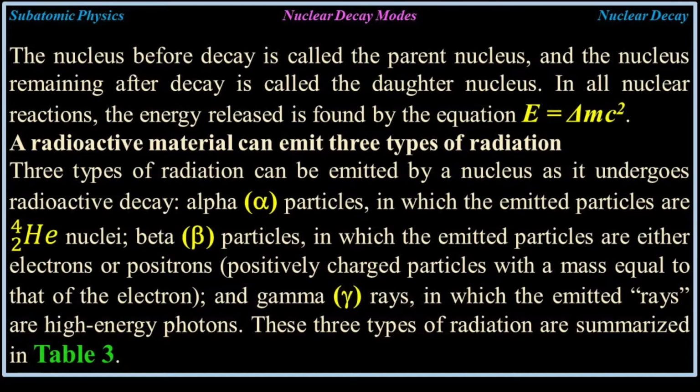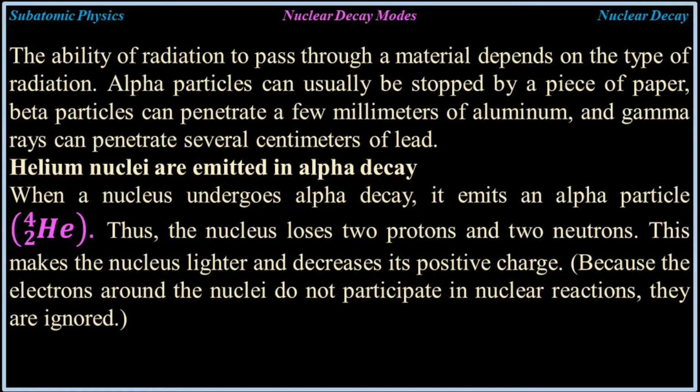A radioactive material can emit three types of radiation. Three types of radiation can be emitted by the nucleus as it undergoes radioactive decay. Alpha particles, in which the emitted particles are helium nuclei; beta particles, in which the emitted particles are either electrons or positrons, positively charged with a mass equal to that of an electron; and gamma rays, in which the emitted rays are high energy photons. These three types of radiation are summarized in Table 3.